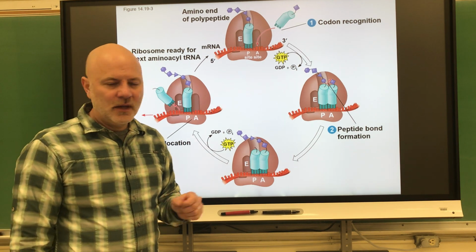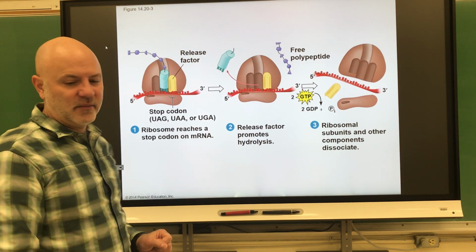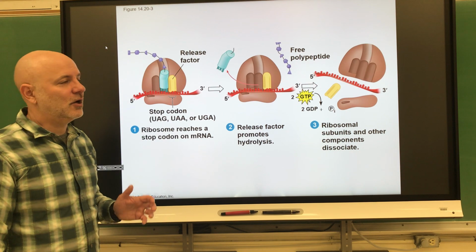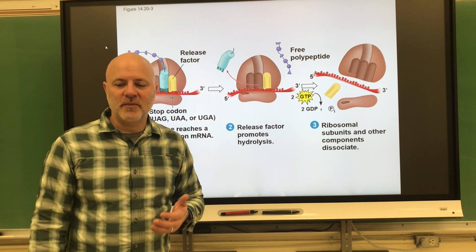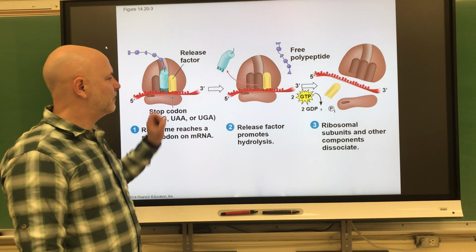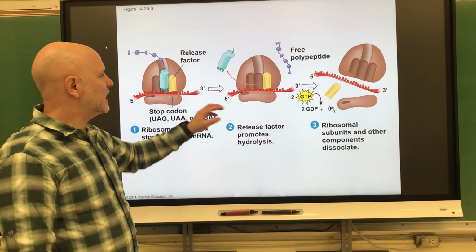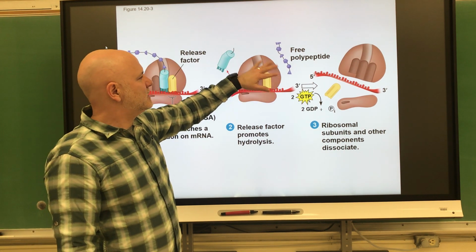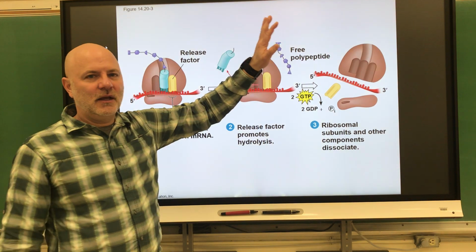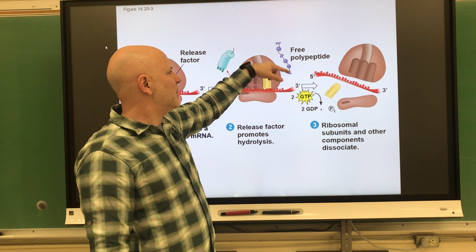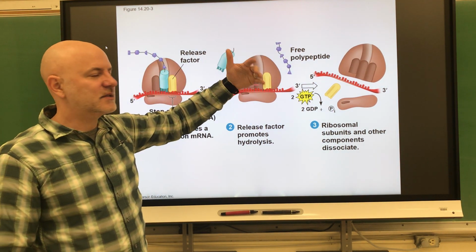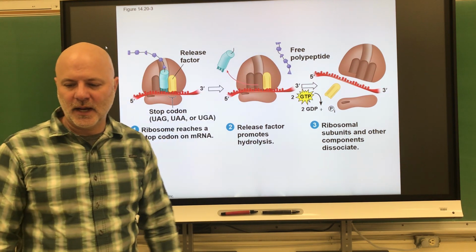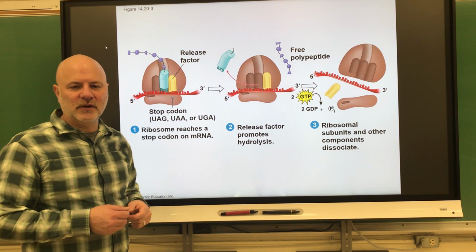And that gets us to chain termination. Chain elongation will occur until the ribosome gets to a stop codon. When it gets there, everything gets released. So the protein then, as you can see here, it says free polypeptide, which can be a protein unto itself or part of a protein. Everything splits apart and we release the protein.